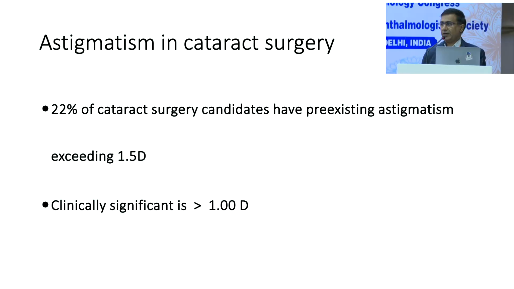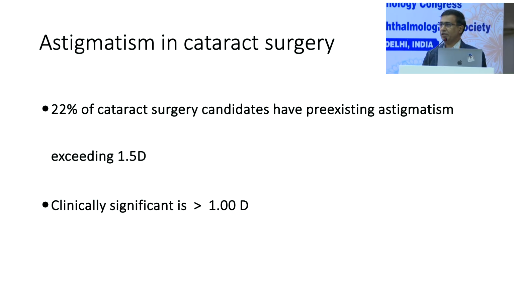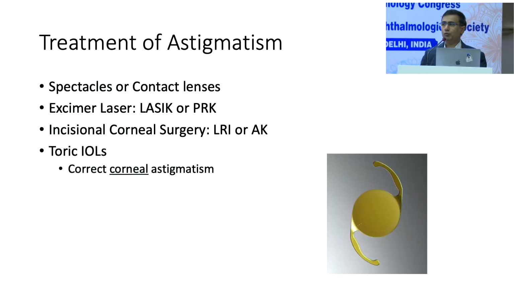If you see the cataract patients who are coming for surgery, almost 22% of your patients will have astigmatism exceeding 1.5 diopter. And if you see clinically significant astigmatism, which is more than 1 diopter. Now, how do we correct this astigmatism?